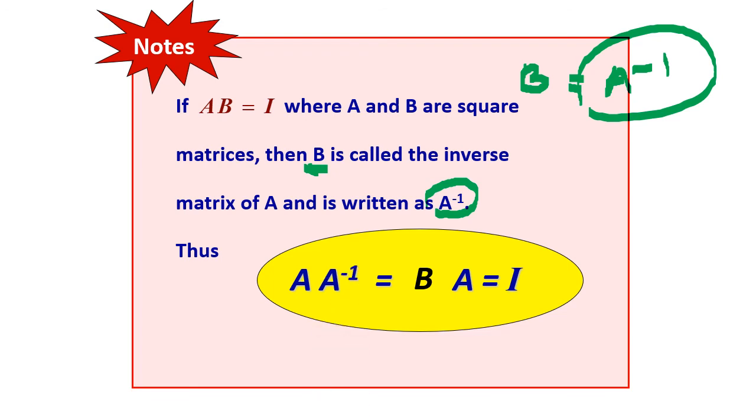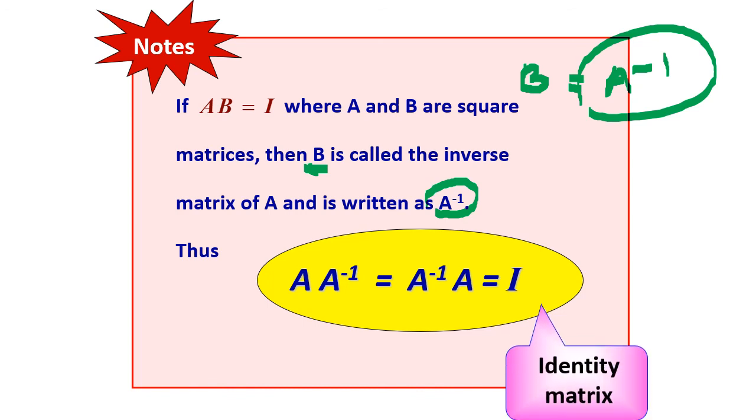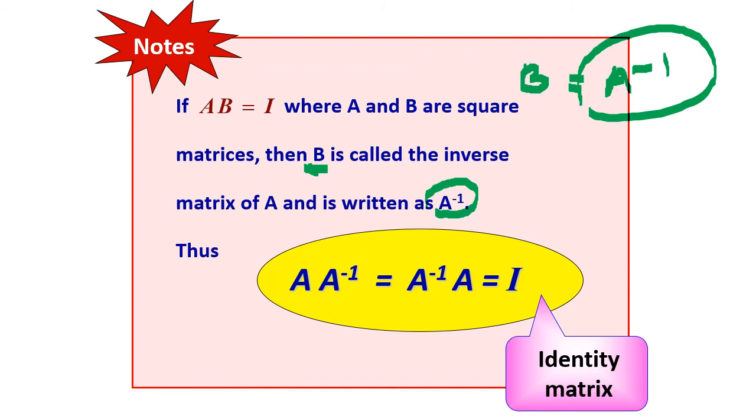Okay, so matrix A times A inverse equals matrix A inverse times matrix A equals I. So actually when A times A inverse or A inverse times A, the answer is identity matrix.